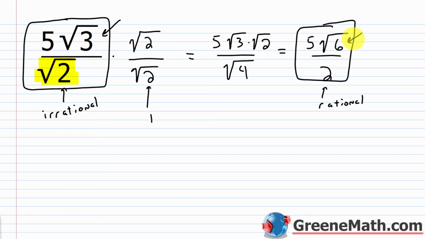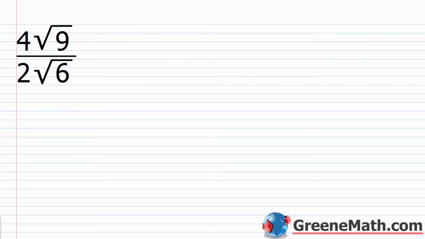But mathematically, this guy right here and this guy right here, they have the same value. It's just like when we looked at 3/12 and 1/4, right? They are the same mathematically. One is simplified, one is not. All right, let's take a look at another.